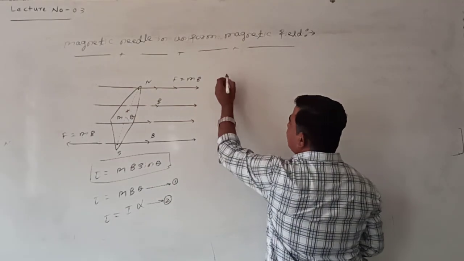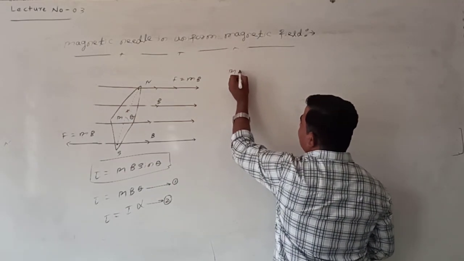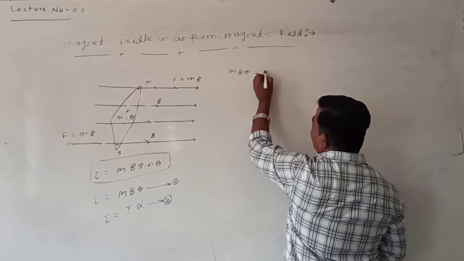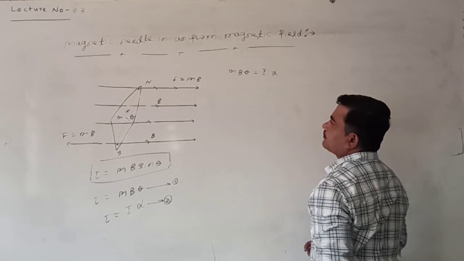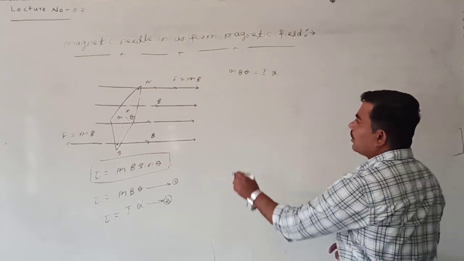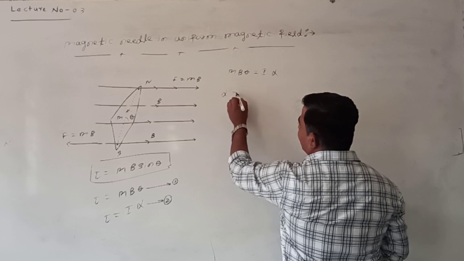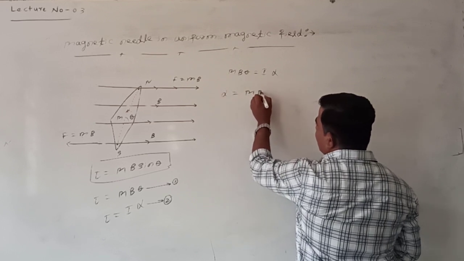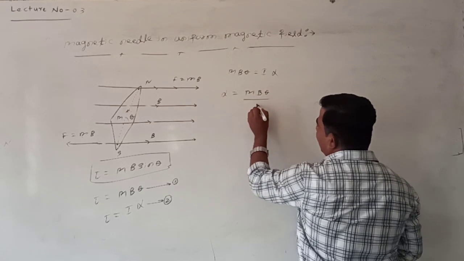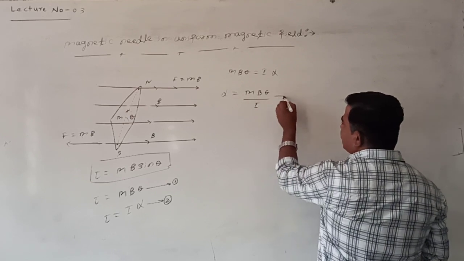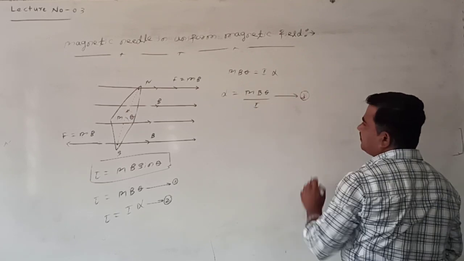Then how to represent it? Look at me. I can take that mb theta is equal to I into alpha. Or from this, alpha is equal to mb into theta divided by I. Let us call this equation number 3.